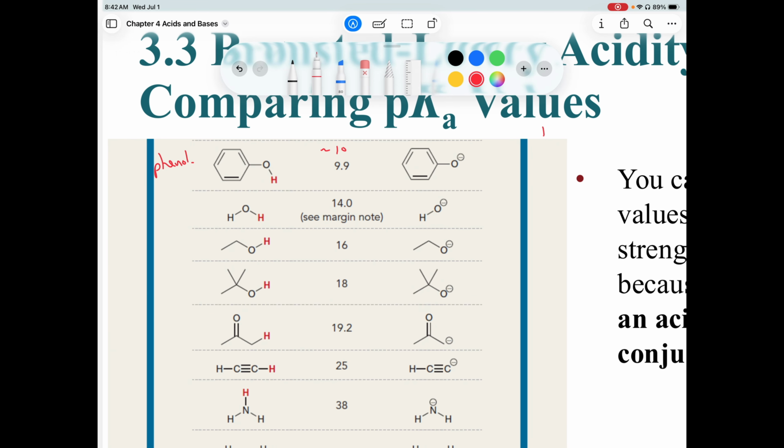And if you remember, the H2S was 7. So you can see that H2S is a much stronger acid than water, H2O. And the reason why is because the conjugate base of H2S is so much more stable, because sulfur is a much bigger atom than oxygen, and it's better at stabilizing the negative charge than oxygen is.